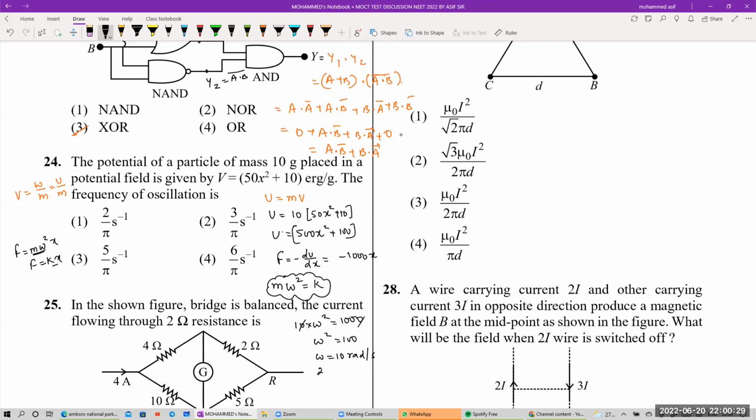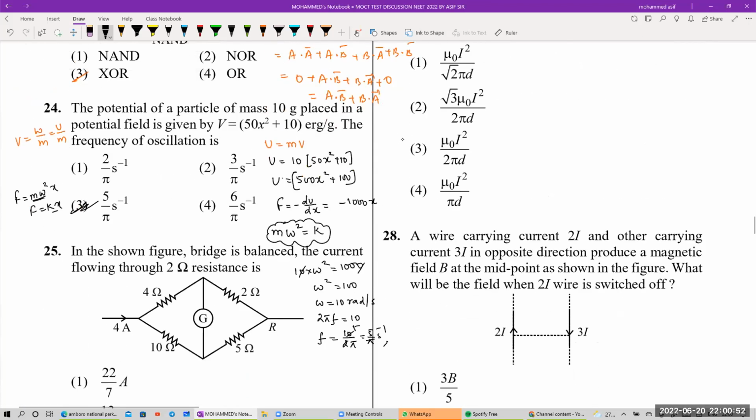Once I know the omega, 2 pi into f will be equal to 10. So frequency will be equal to 10 divided by 2 pi, that is 5 by pi, in second inverse. Third option will be the answer. Good question, very good question.